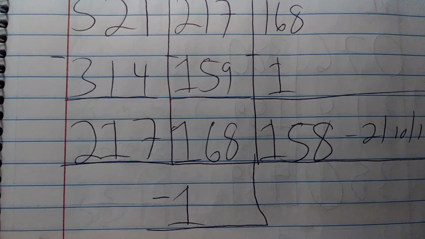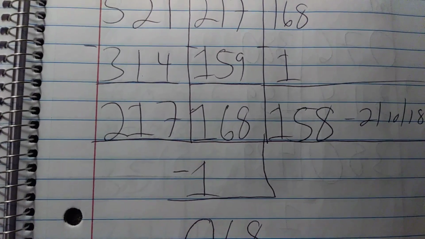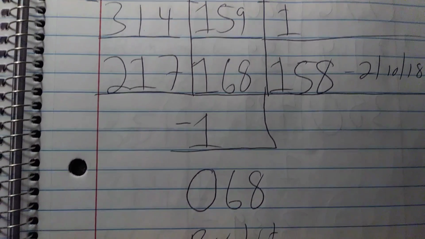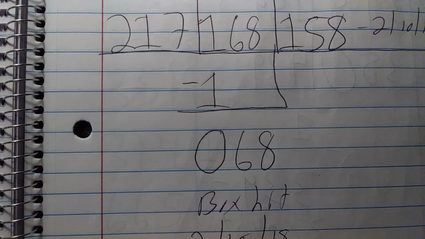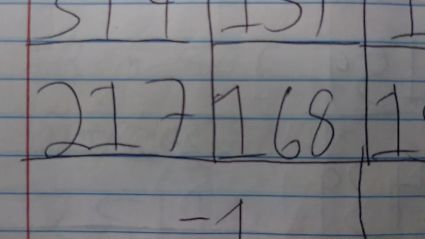And that was a hit on February 10th. You're going to also subtract 1 off the 168 there. So you see the 217, and then subtract off 159 to give you 168, and then subtract off 1 from that 1 there. So that's 068, and that also was a box hit today, on February 15th.